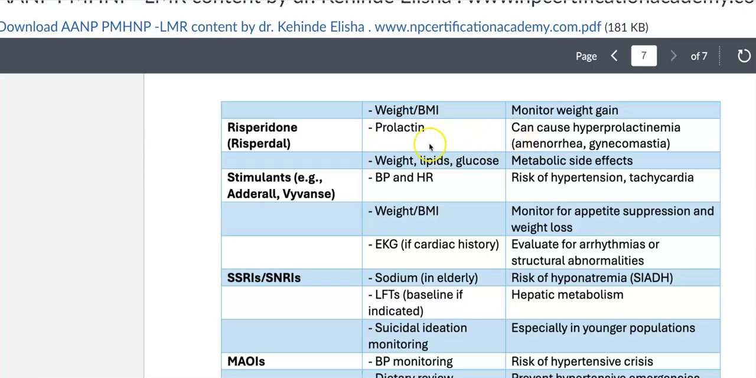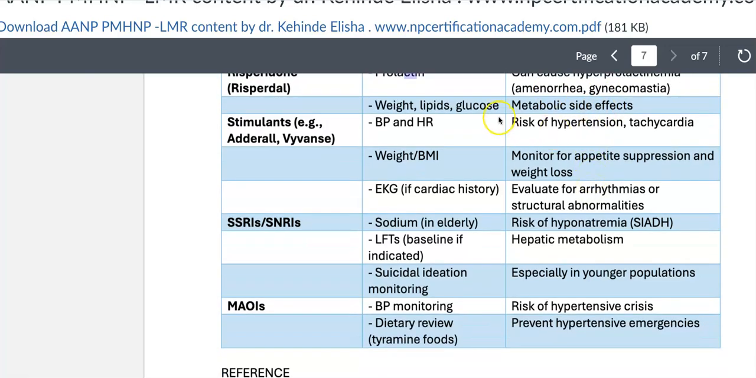Risperidone, hyperprolactinemia is a problem. One of our second gen that have EPS effect. It can cause hyperprolactinemia, amenorrhea, gynecomastia. Stimulants, of course, stimulating the heart, can raise the blood pressure, can raise the heart rate. Risk of hypertension and tachycardia.